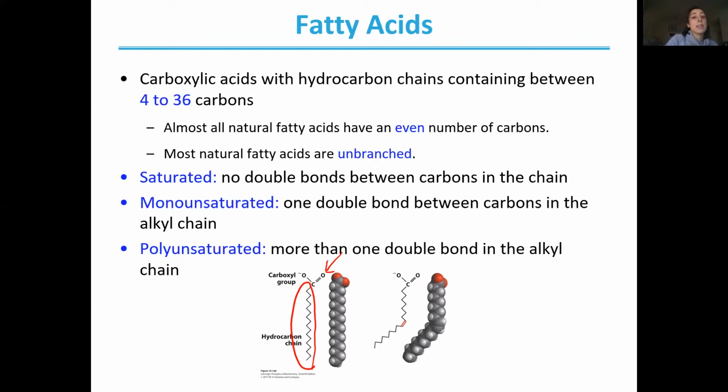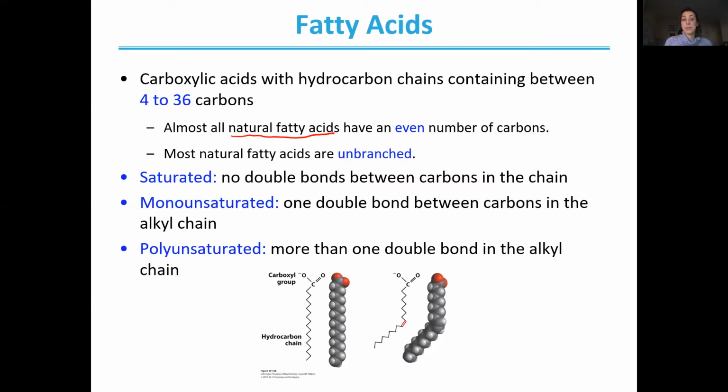Now, generally, the chain portion of this contains between 4 to 36 carbons. One really interesting thing to note is that almost all of the natural fatty acids that we see in nature use an even number of carbons. Now, there is a reason for this. It has to do with the ability to form double bonds. So, you need two carbons to make a double bond. Usually, there's going to be an even number so that we have this space for double bond formation.